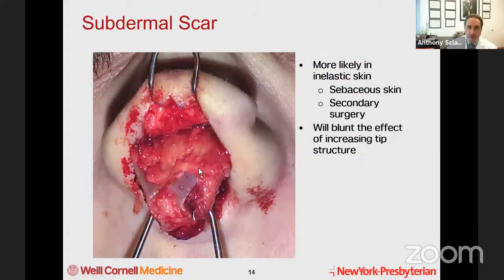This is a patient I did a revision on, and she just had this big, bulky, boxy, bulbous tip, and got the op report.